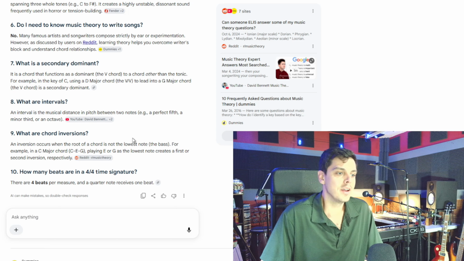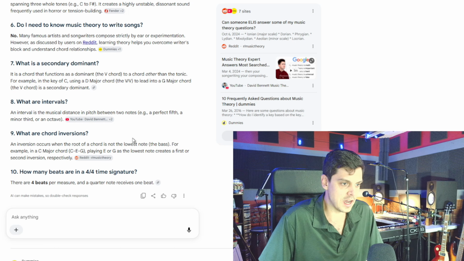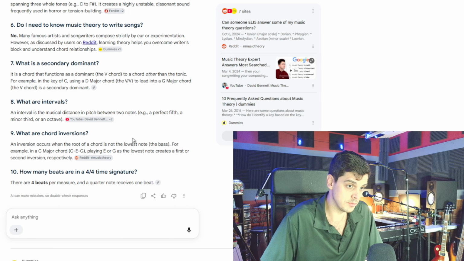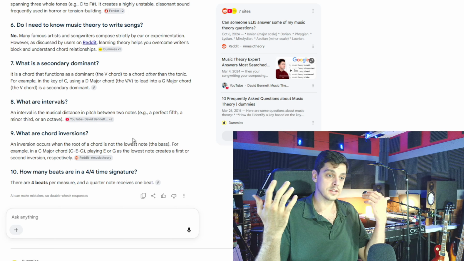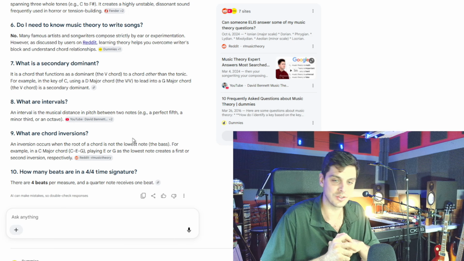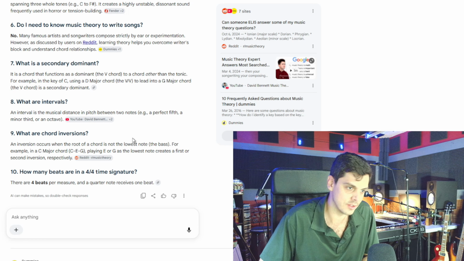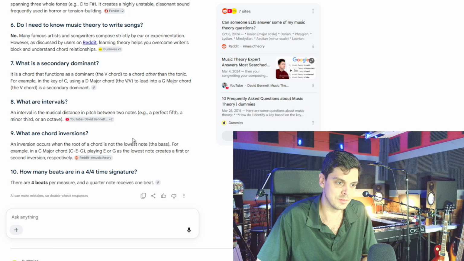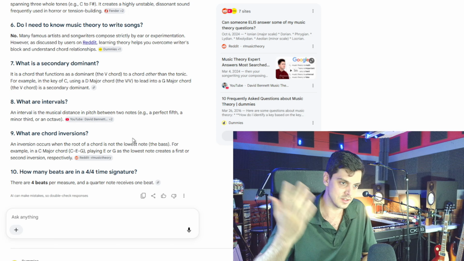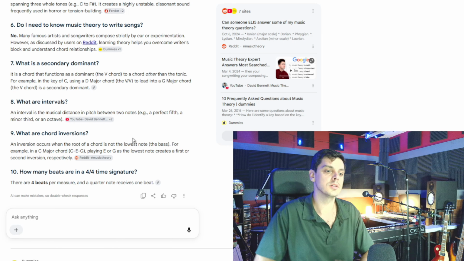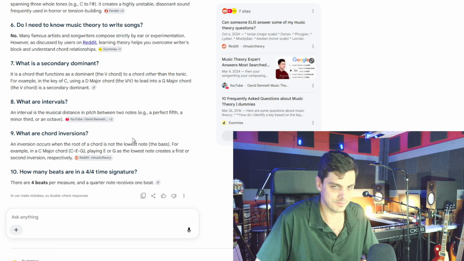Good. And the last question that comes up is, how many beats are in a 4/4 time signature? And it says here there are 4 beats per measure, and a quarter note receives 1 beat. I think that's great. It answers the question exactly. And again, we can go further. We can call it simple time, meaning you subdivide the beat in half. You can say it's quadruple meter because it's 4 beats in the measure. But this is great. Good job.